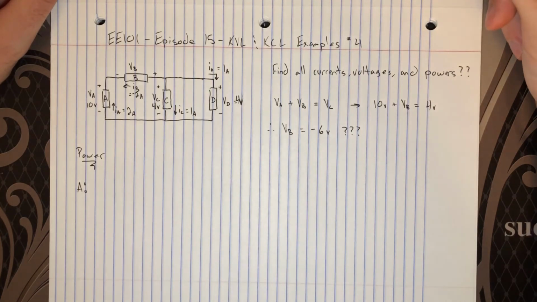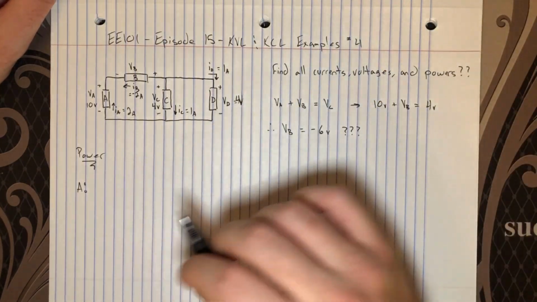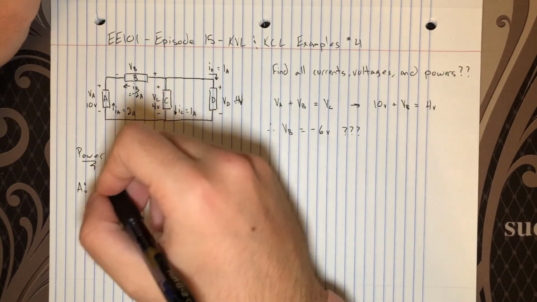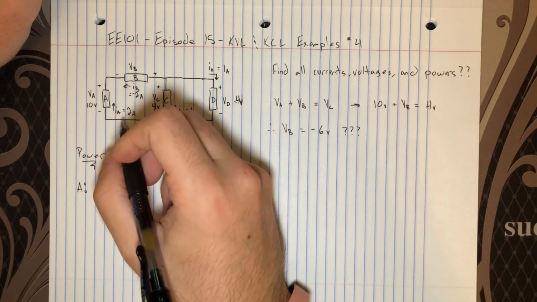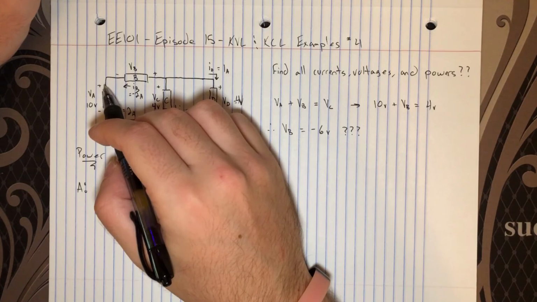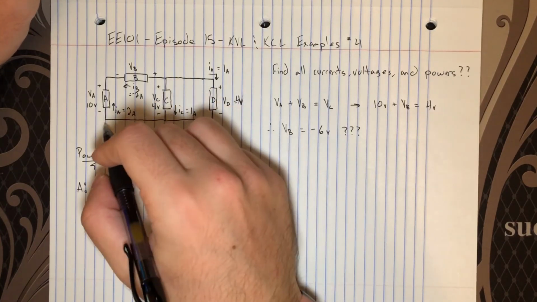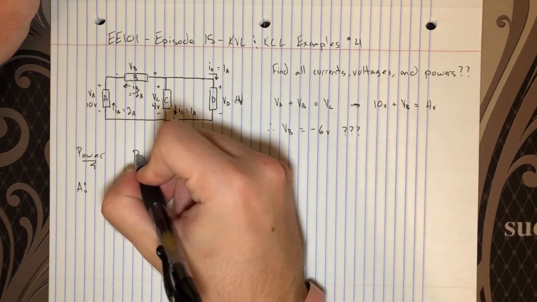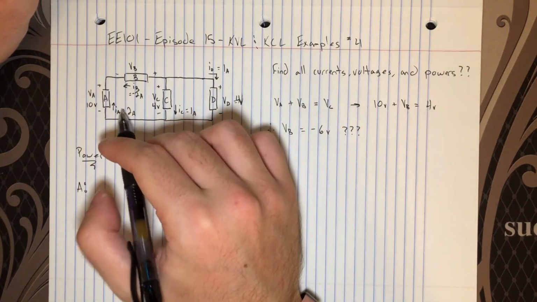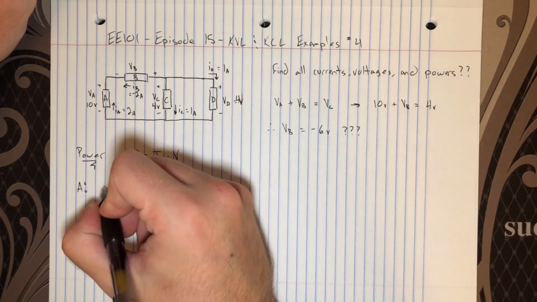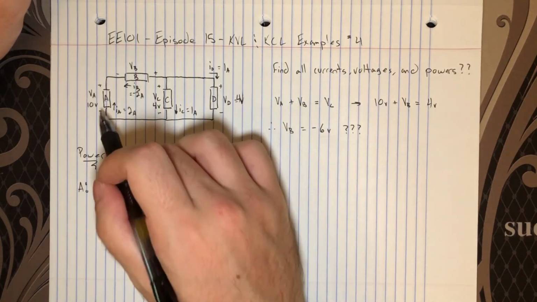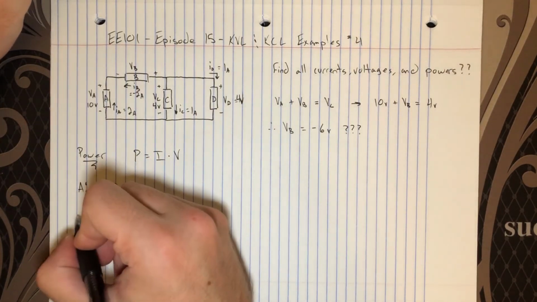So let me step through the power calculation for each element. For element A, we have 10 volts and 2 amps with a current leaving the positive node here. So this is a source. And because P equals IV, we know that the product of the voltage and the current in this element is the power. So A must have minus 20 watts, which reveals this is a source and it's sourcing 20 watts.